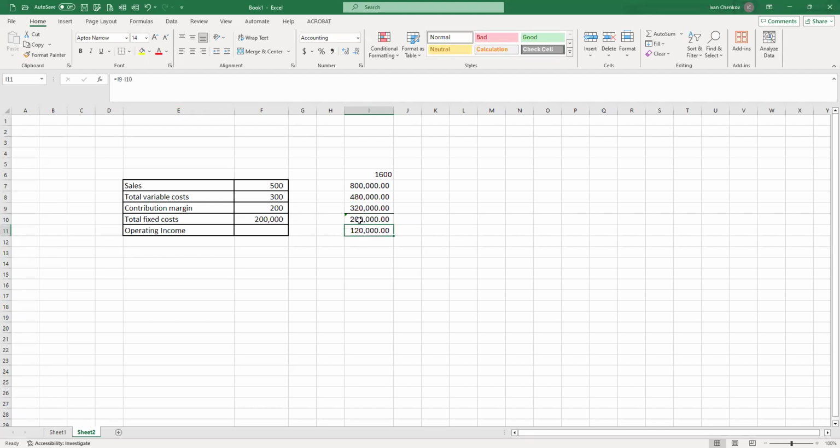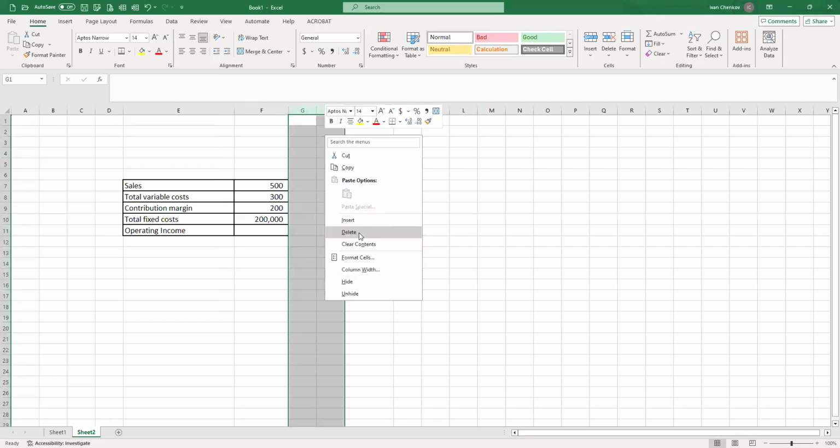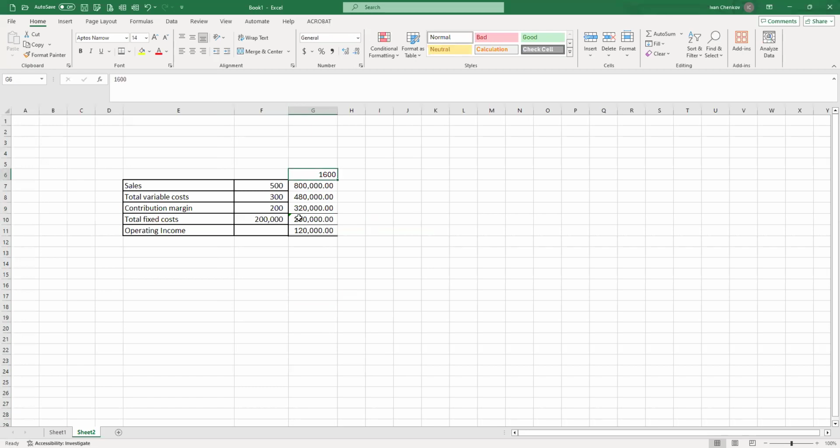Just to make it more presentable, that's what we can do. And that will be like this. So we get our stage when we're selling 1,600 units.